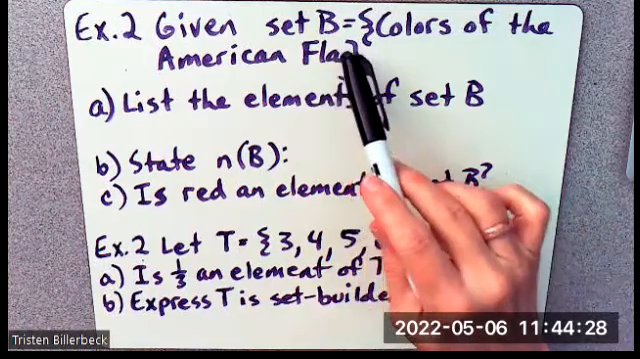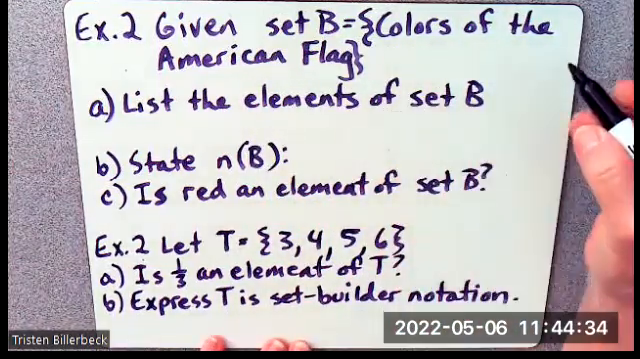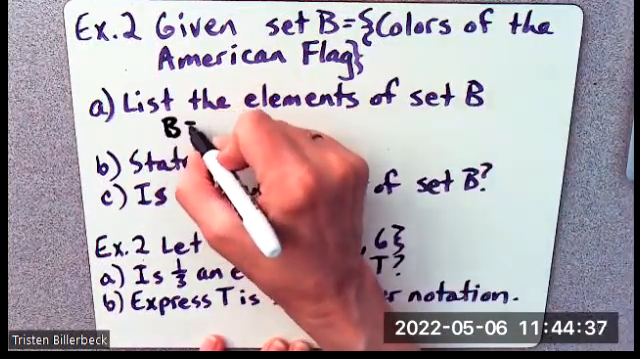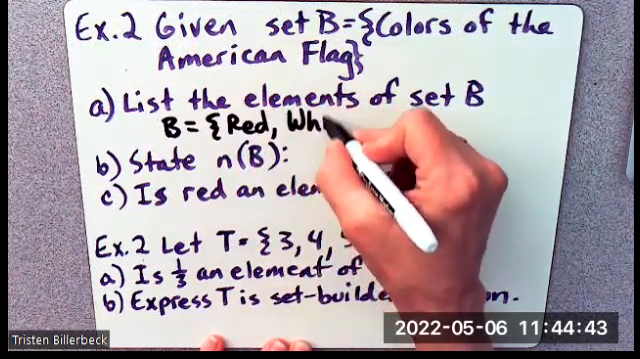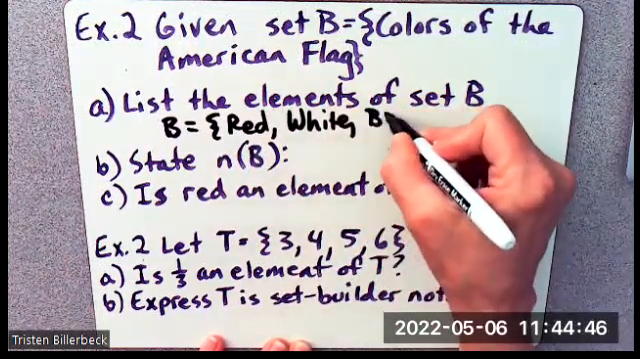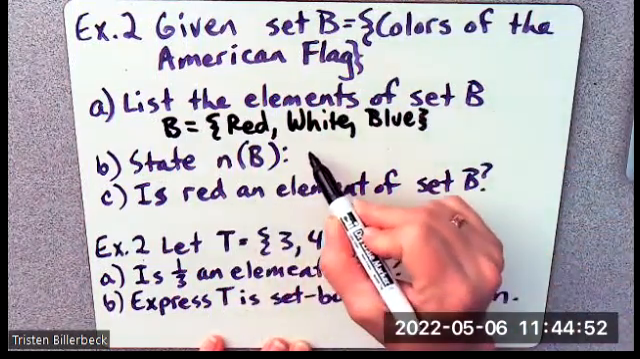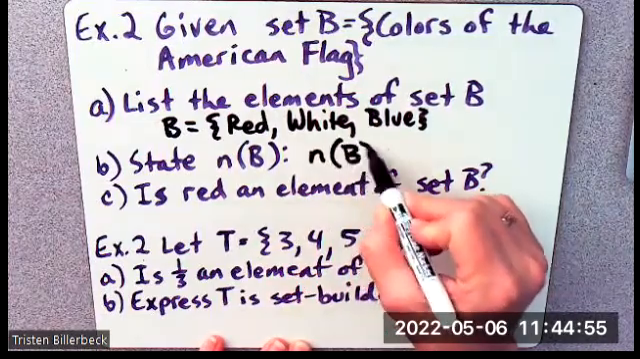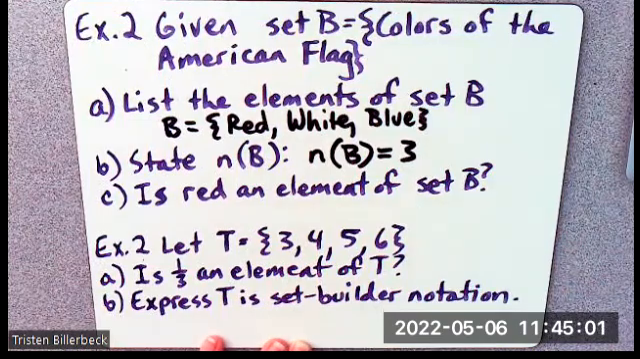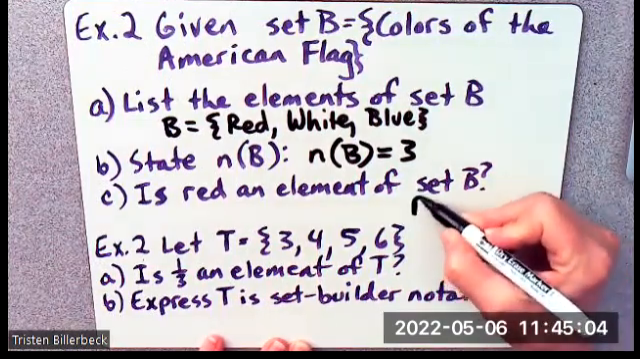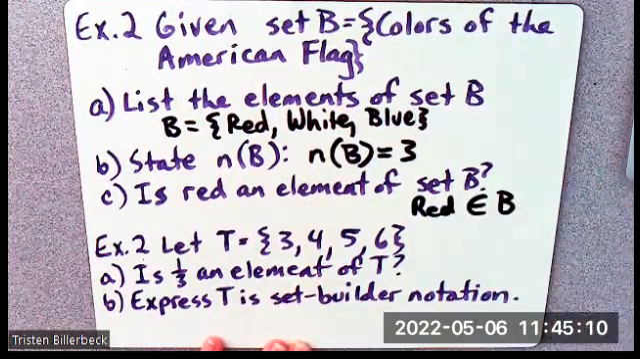Given set B equals the colors of the American flag, list the elements of set B. Set B would then equal red, white, and blue. If we state the number of elements of set B, well, we only have 3 colors, so that equals 3. Is red an element of set B? Red is an element of B. That's how we'd write it.